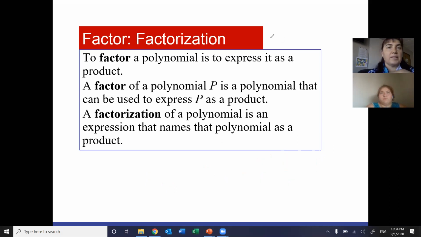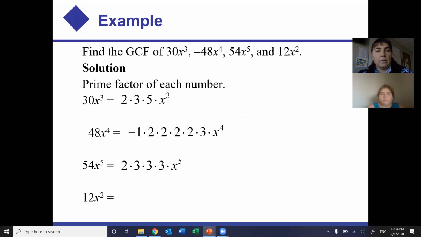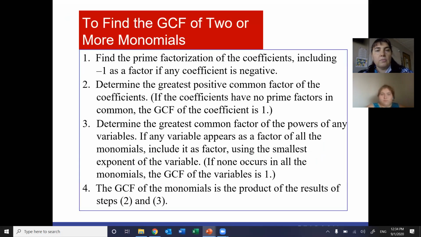So let's move on to the next page. I think this is better for the students. Okay, let's move on to here.